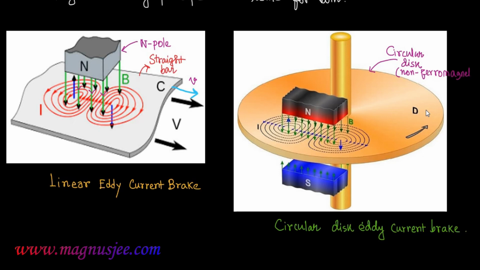A circular disc which is made of non-ferromagnetic material. The circular disc rotates about its axis or axle, and the north pole and south pole of a magnet are placed. That means the circular disc rotates through the magnetic field produced by the north pole and south pole.